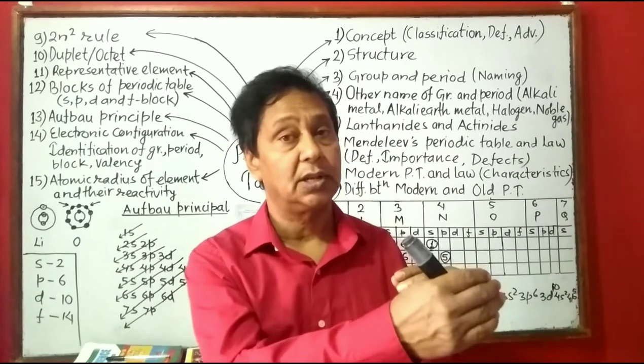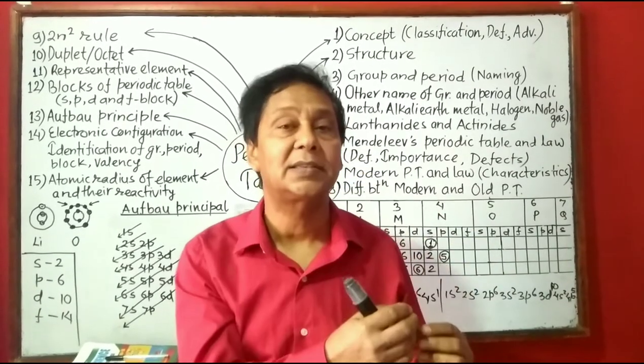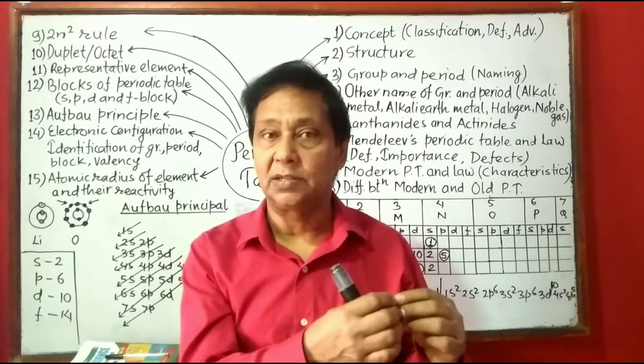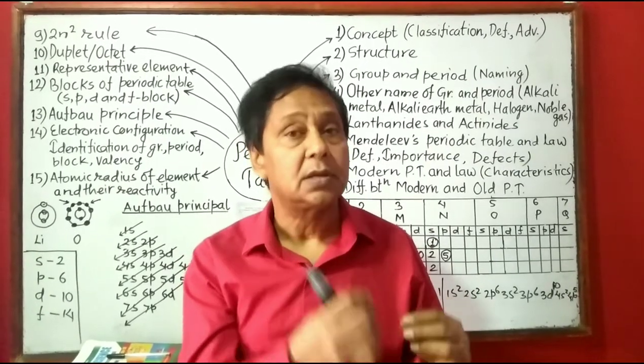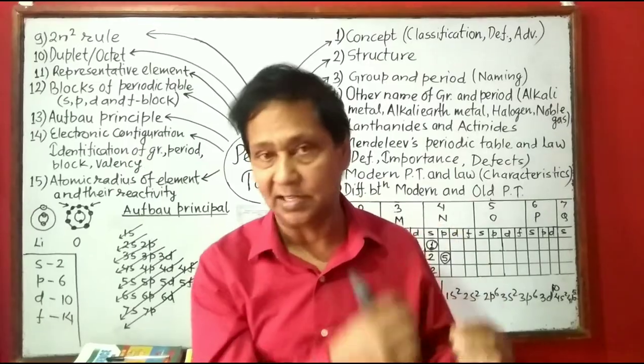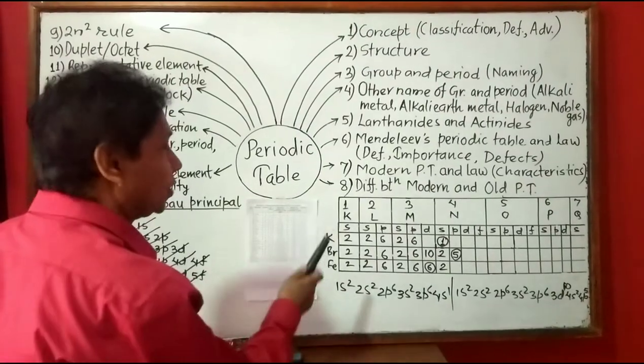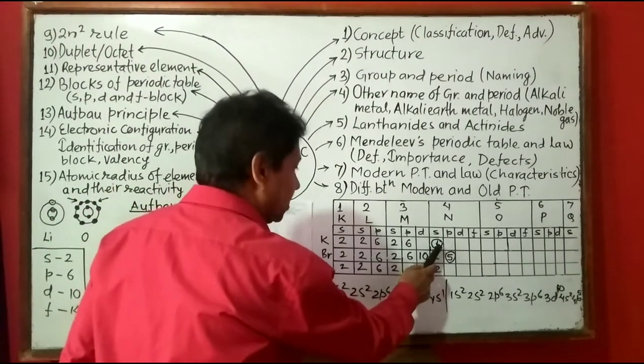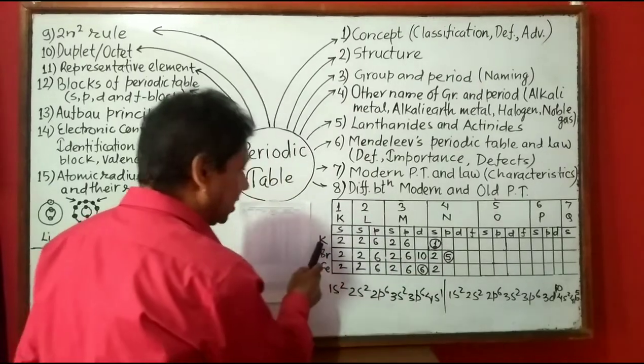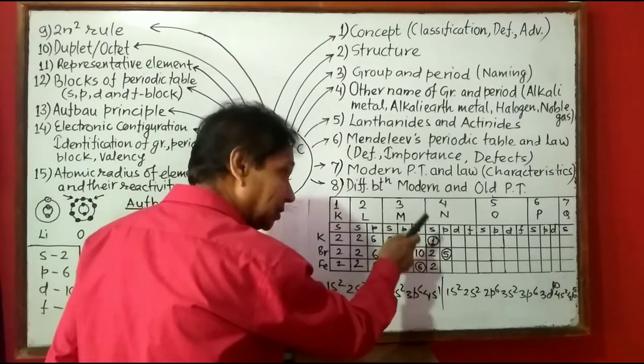Not the outermost cell, not the second last cell. The third last cell is called the anti-penultimate cell. And the last electron enters into the F subcell of the anti-penultimate cell. Previously, I told you that the last electron entered into the S subcell in case of potassium. Last for potassium is S block element.